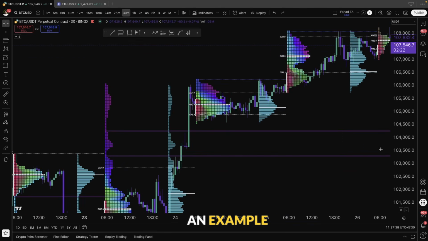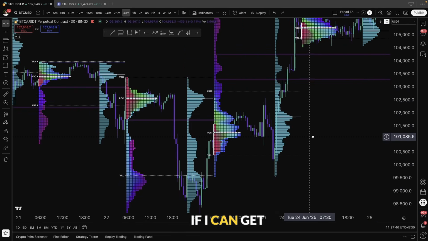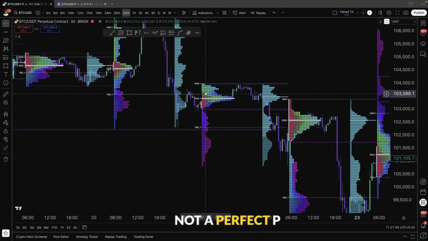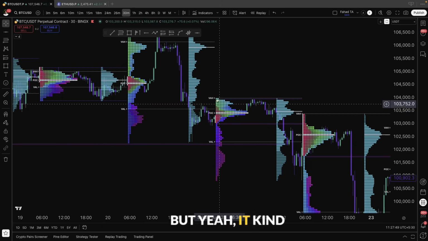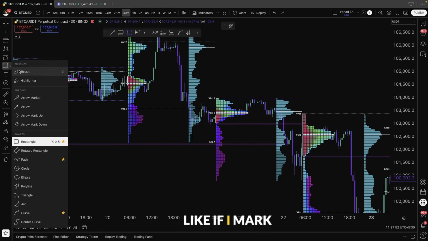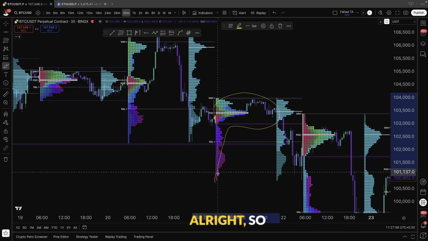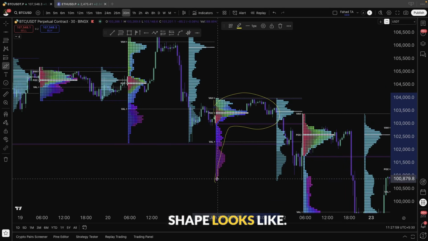Let me find an example for you all. Yeah, so this is something like a P shape, not a perfect P shape, because it still has some volume at the bottom, but it kind of looks like this. If I mark the profile, the P shape profile would look something like this. So that is what a P shape looks like.